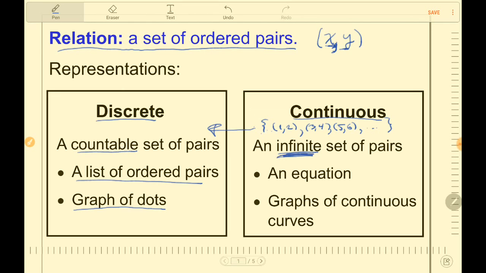Infinite sets, which are also continuous, are ones that need to be represented as an equation or a graph of a continuous curve.